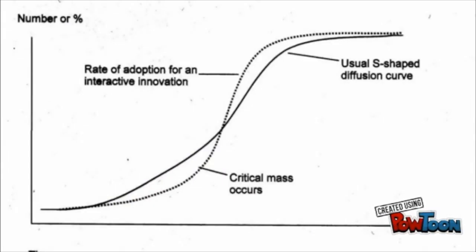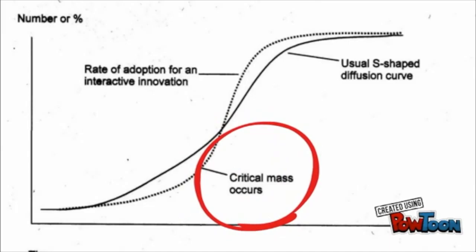Within the adoption curve, at some point the innovation reaches critical mass. This is when the number of individual adopters ensures that the innovation is self-sustaining.